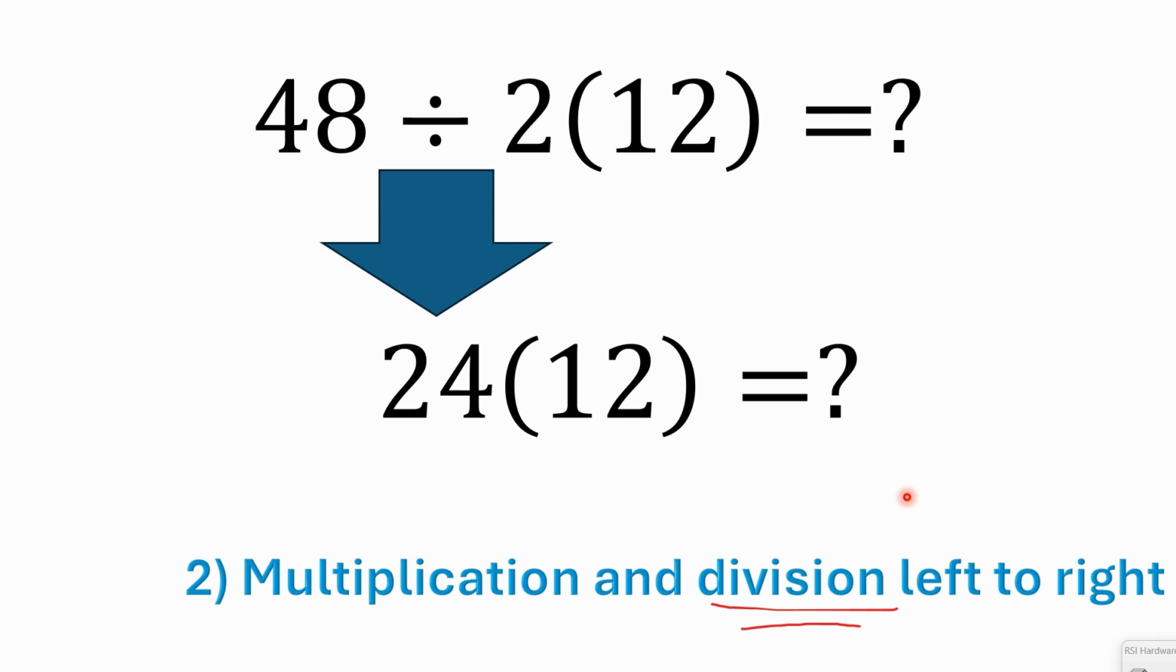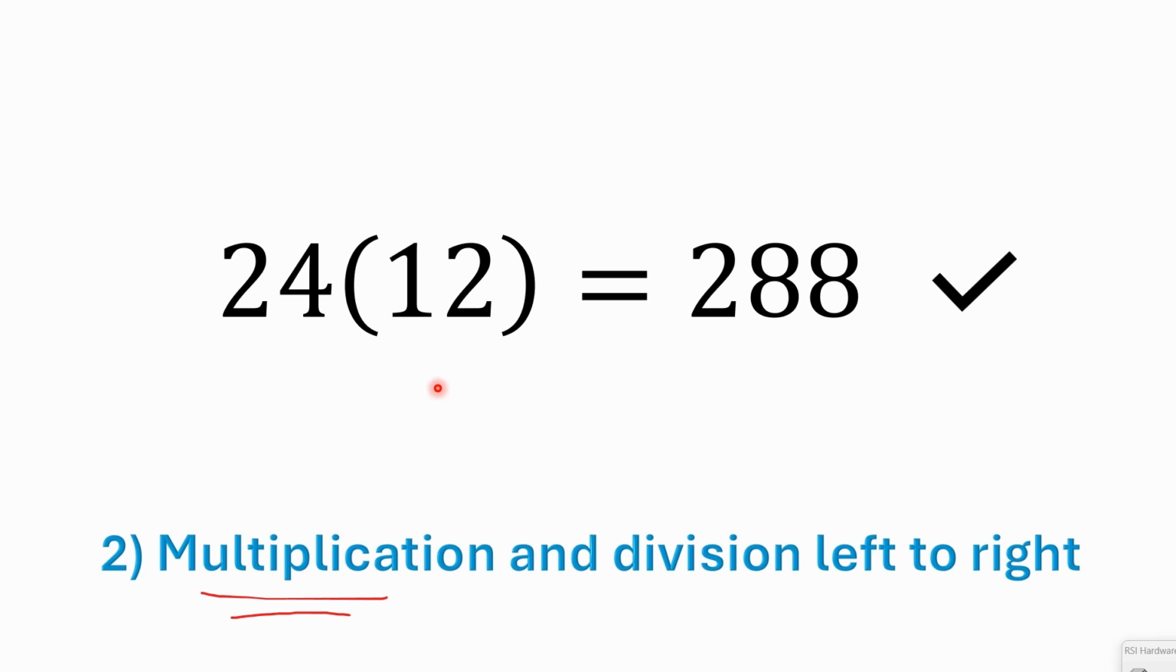All right, so we look at multiplication and division next, which actually would be our third step, not our second step. But multiplication and division are solved left to right in the order that you find them. So in this problem, the first thing we run into is division. So 48 divided by 2 is 24. All right, so what's next? Well, next would be multiplication. Multiplication, 24 times 12 is 288. So the correct answer is 288.